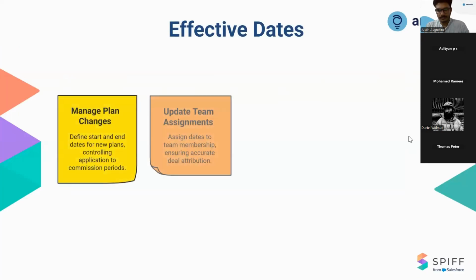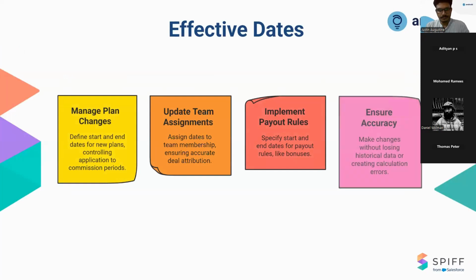Effective dates are one of the important things to note in Spiff. In the fast-paced world of sales, teams are always dynamic, right? Reps join a new team, take on new roles, or move to other opportunities as well. Managing these transitions smoothly is crucial to keeping your commission data accurate and sales operations running smoothly. That's where effective dates in Salesforce Spiff come in.